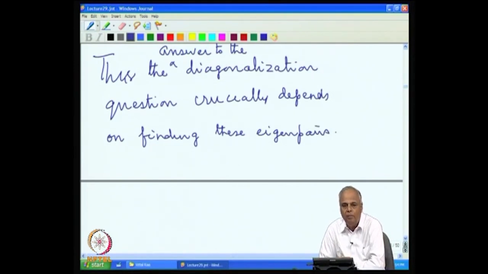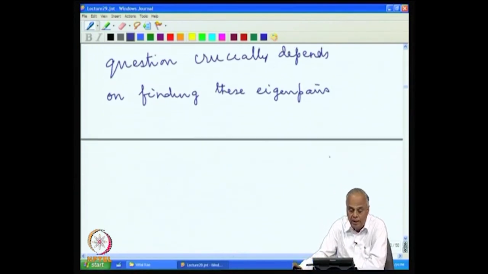Crucially depends on finding these eigen pairs. Not only do we want to find the eigen pairs, we want to find n of them, in such a way that the numbers lambda 1, lambda 2, ..., lambda n are real, and the vectors phi 1, phi 2, ..., phi n are linearly independent.